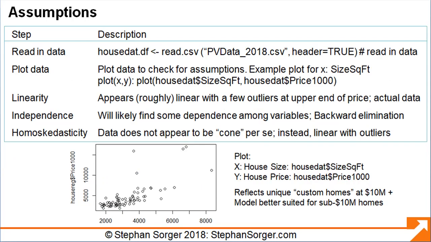We read in our data and plot it to check to see if the assumptions are met. As we can see from the plot, the data does not follow the nice, neat straight line pattern found in textbooks. Instead, we see fairly predictable data at house prices less than $10 million. When we exceed $10 million, the data becomes less predictable.